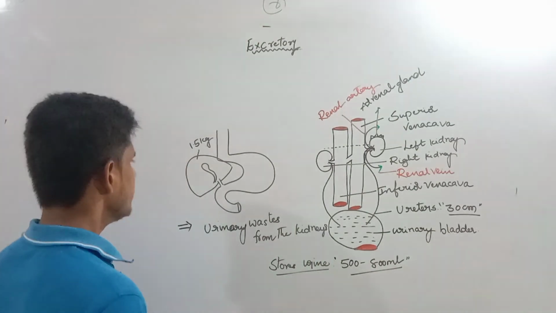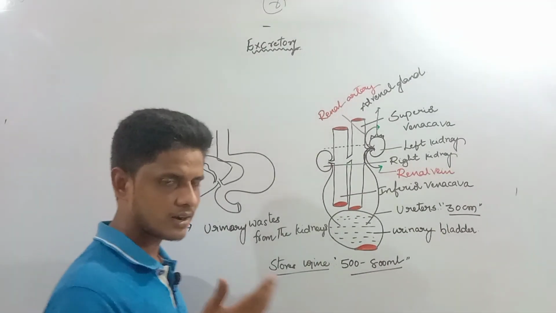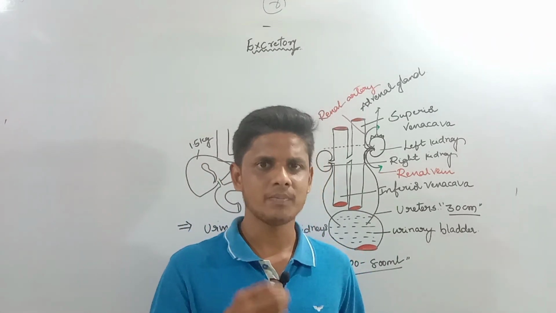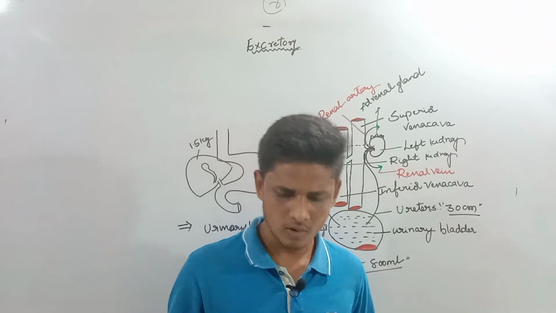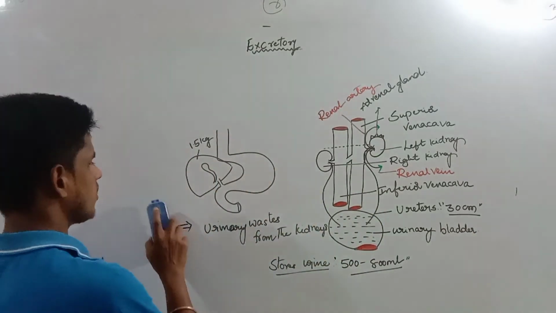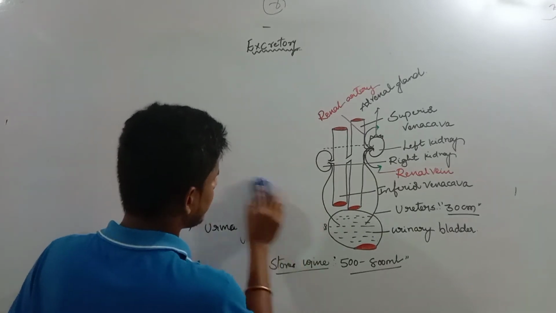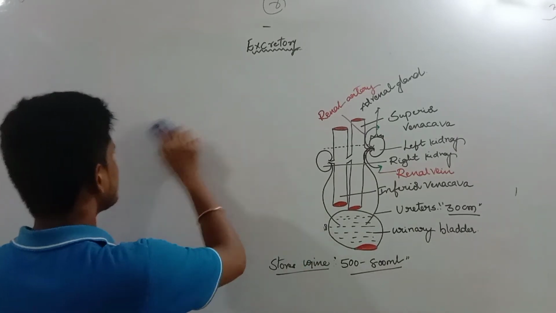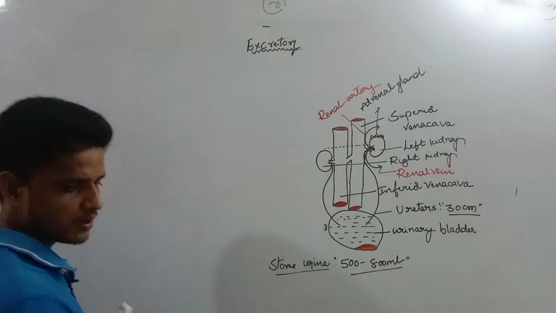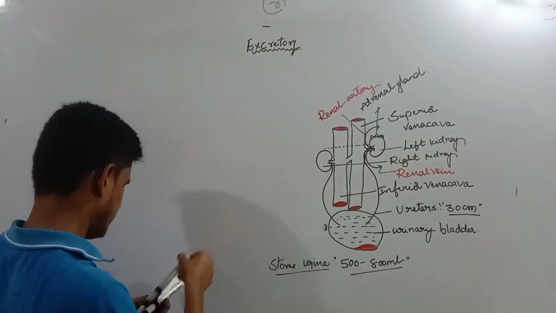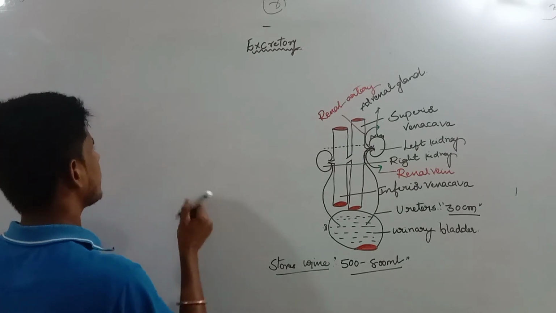Okay, if you cut the transverse section of the kidney, what parts are visible to us? Let me draw the diagram of the TS, or transverse section, of the kidney. In the transverse section we will observe the internal structures of the kidney. So let me draw the particular diagram.